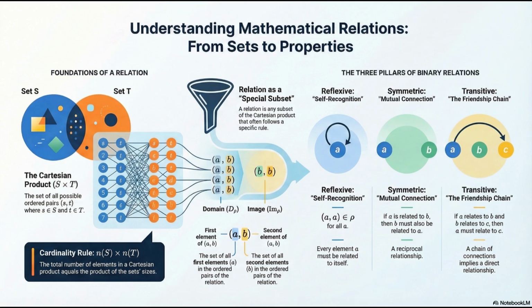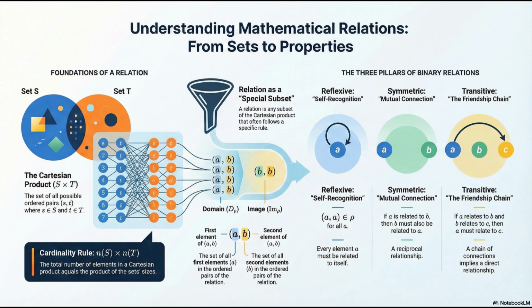Let's test a few. If we take the integer 1 and the integer 2, 1 plus 2 is 3. 3 is an odd number, so that pair is rejected. It does not exist in the relation. But if we take the pair 1 and 3, 1 plus 3 is 4. 4 is an even number, so that pair successfully enters the relation.